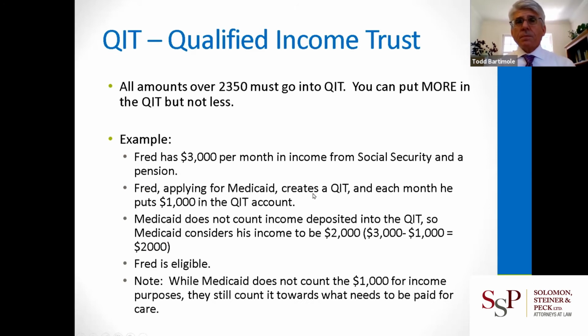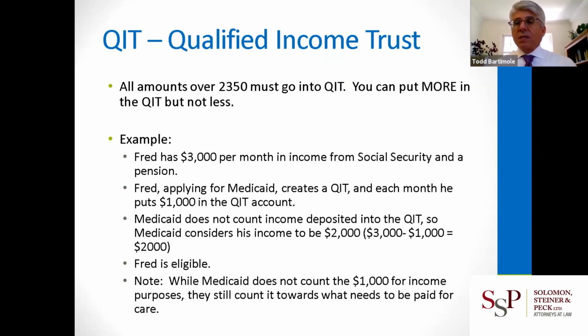A qualified income trust is a simple trust, but basically what happens is you set the trust up, you sign the trust, you say it's for the benefit of the person going into the nursing home, and you go to the bank and you open up an account in the name of the trust. So I have an example here that Fred has $3,000 a month in income from Social Security and pension. And in applying for Medicaid, he creates a qualified income trust. And each month, he puts $1,000 into the qualified income trust. Mechanically, the Social Security comes into his account, the PERS, the pension, whatever it is, comes into his bank account. And out of that money every month, he takes $1,000 and puts it into the qualified income trust account. So it's actually physically moving the money out of his account and putting it in the QIT.